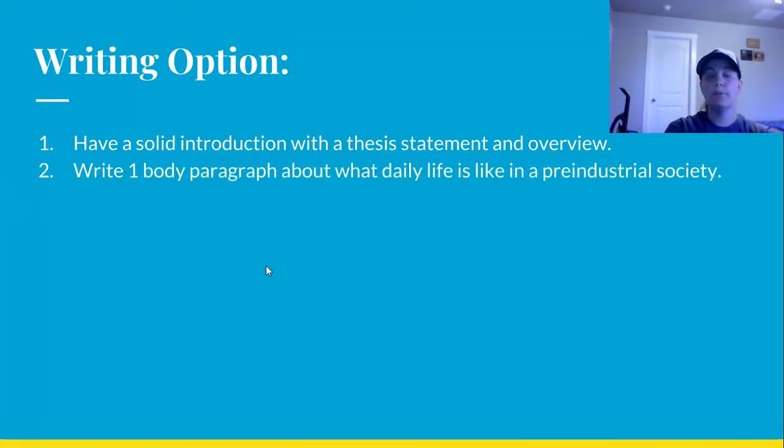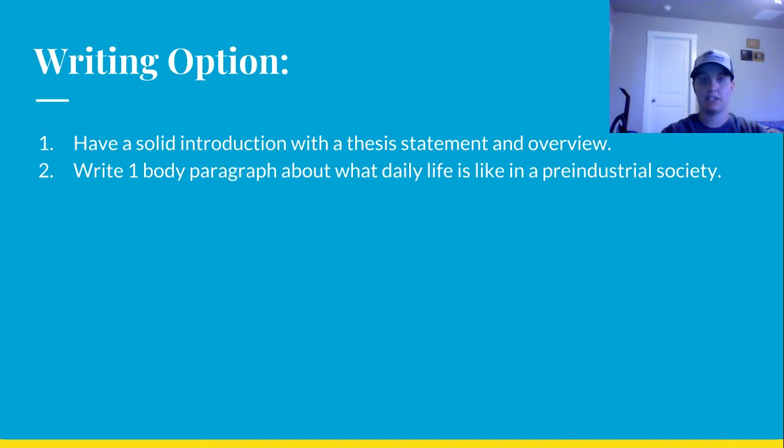You need to write 1 body paragraph about what daily life is like in a pre-industrial society. So a little key point here. In the past, a lot of students, when they write this essay, talk about pre-industrial societies as if they're in the past. Now, most of them were in the past. That's why we think we live in an industrial world now, but there's actually pre-industrial societies today that still function in that manner. Maybe not here in the United States, but in other parts of the world, there are pre-industrial societies still. So please don't write your essay in the past tense. Focus it on what living in this type of society is like today.